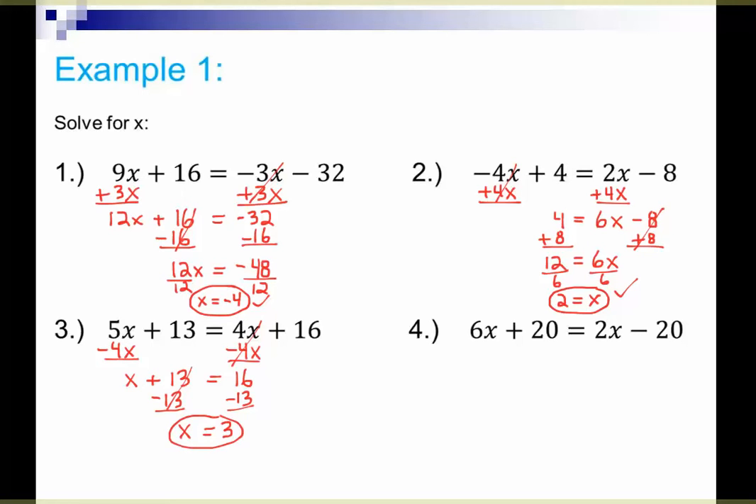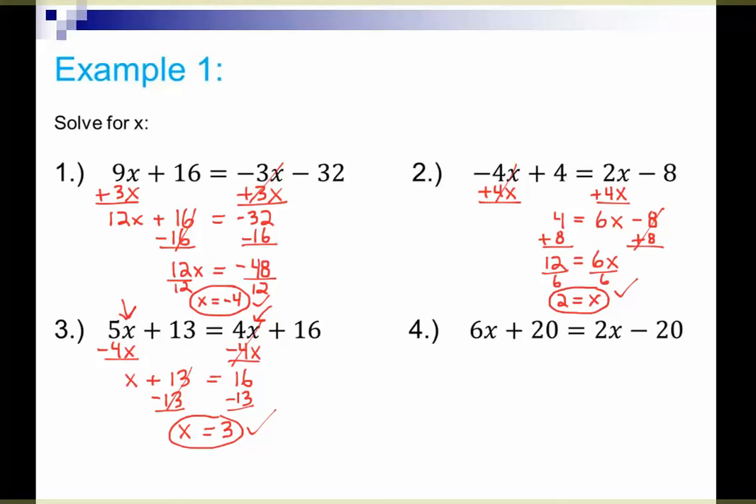Quick check of that. If I plug it back in up here, 5 times 3 is 15. 15 plus 13 is 28. If I plug it in right here, 4 times 3 is 12. 12 plus 16 is also 28. 28 equals 28, so that one works out. All right, last one, then we'll move on to something a little bit more challenging.